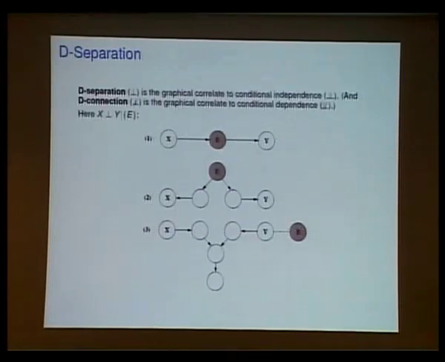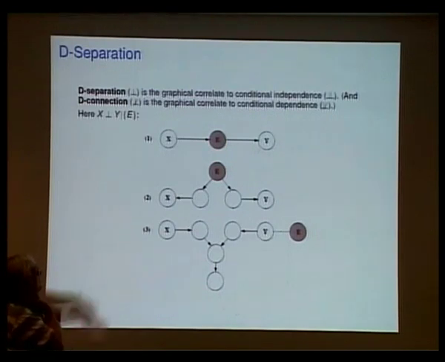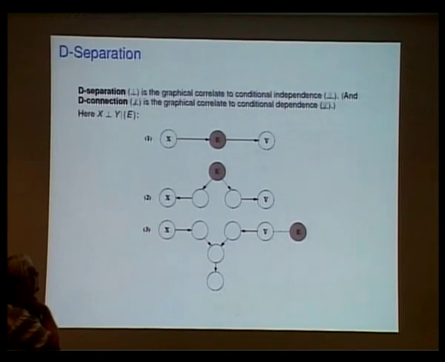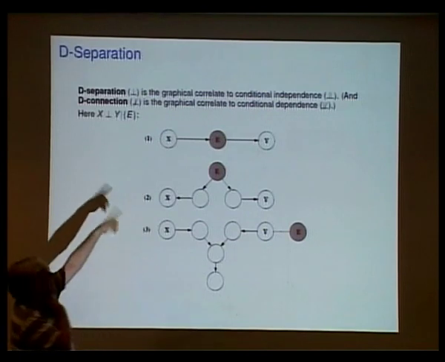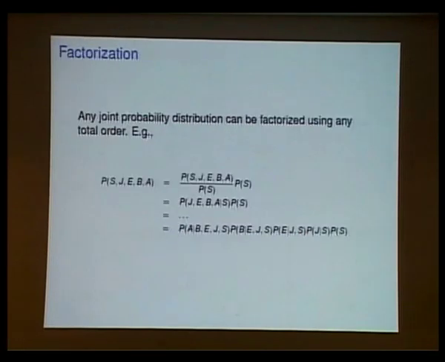D-separation is the graphical correlate to conditional independence. It corresponds exactly to the Reichenbach considerations that I ran through. If you have an observed node in the middle of a chain, then that path, at any rate, is d-separated. If you have no such observation, then it's d-connected, and so on. And like I said, those things are used to organize the update rules in the algorithms.